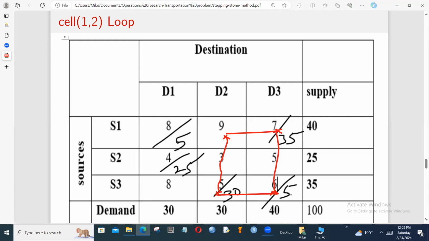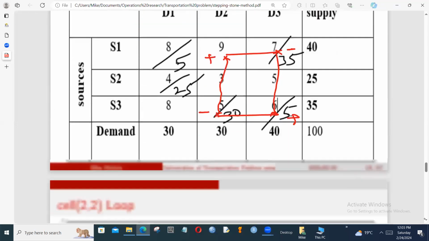Now we begin assigning the positive and negative signs. If I calculate the improvement index for this, it will be 9 minus 5 plus 6 minus 7. And this gives us 3. So 3 is the answer. It's good to confirm. Yes, thank you.